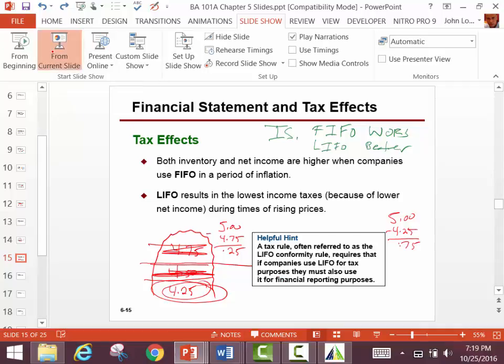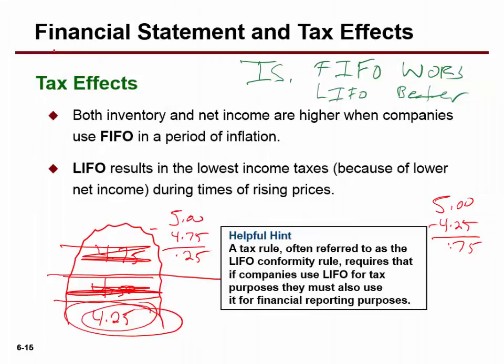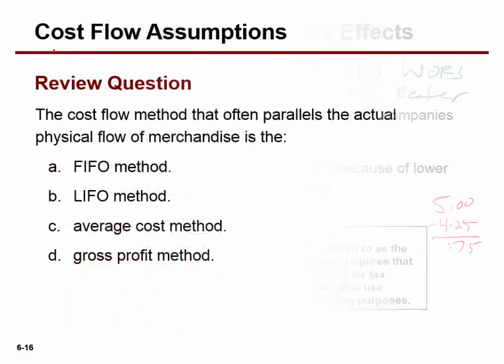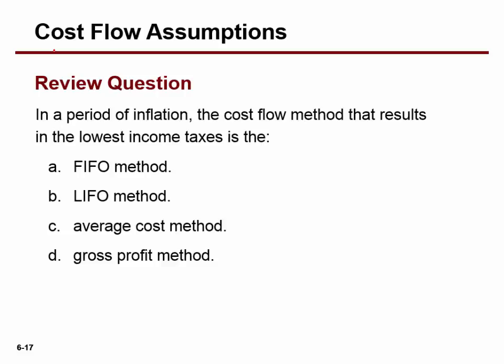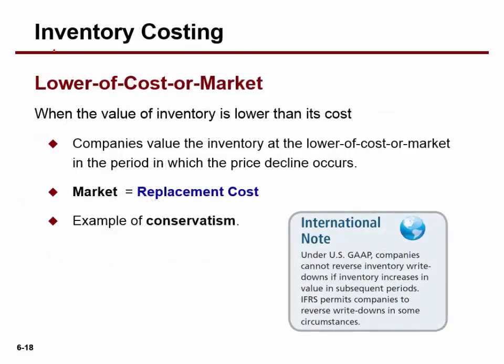So let's go ahead and look at this now from the standpoint of some questions. The cost flow method that often parallels the actual flow of goods is what? Is going to be FIFO. Good. Okay, let's take a look here. In a period of inflation, the cost flow method that results in the lowest income taxes is what? You better not miss that one if that's on the test. Life is LIFO, right? Okay. Okay, good. Let's come back to this.